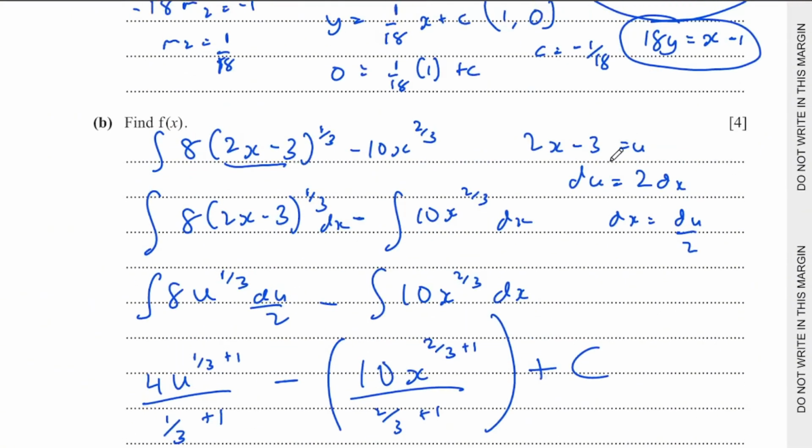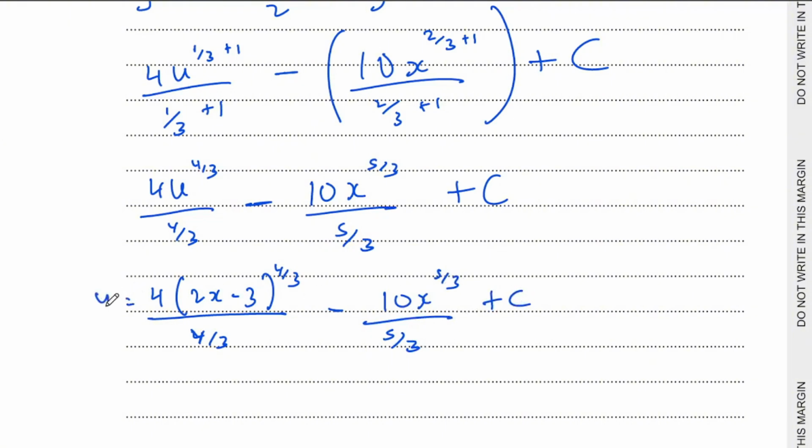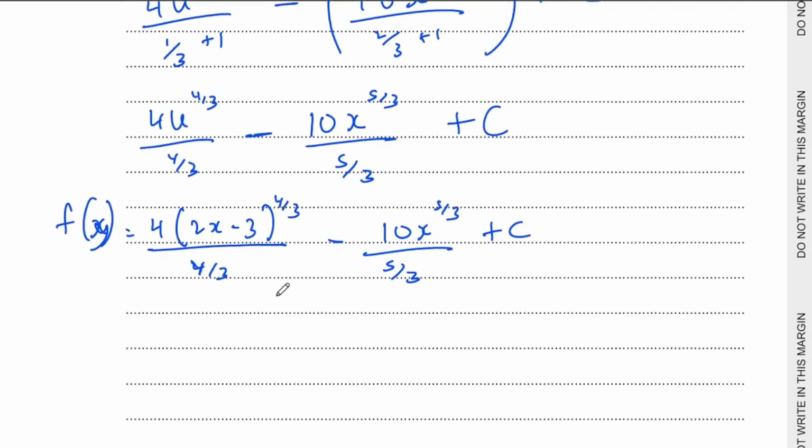Your u is 2x minus 3, so we can just substitute that back. So 4(2x minus 3)^(4/3) over 4/3 minus 10x^(5/3) over 5/3 plus c. This is your y, or this is your f of x for that matter, right? We could just simplify this. So 4 divided by 4/3 is just 3. So 3(2x minus 3)^(4/3), and then 10 divided by 5/3 is just 6. So minus 6x^(5/3) plus c equals f of x.